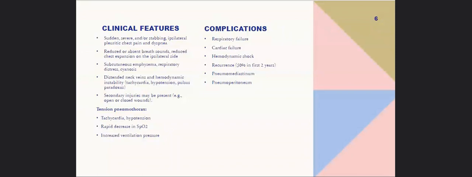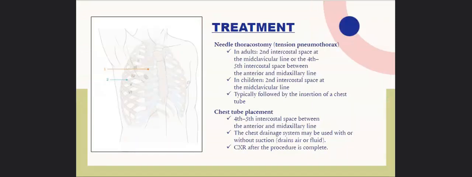In the case of tension pneumothorax, you see tachycardia, hypotension, a rapid decrease in SpO2, and increased ventilation pressure. The complications can include respiratory or cardiac failure, hemodynamic shock, recurrence. For example, in primary spontaneous pneumothorax, the recurrence rate is 50% in the first 2 years. There could be pneumomediastinum or some pneumoperitoneum as well.